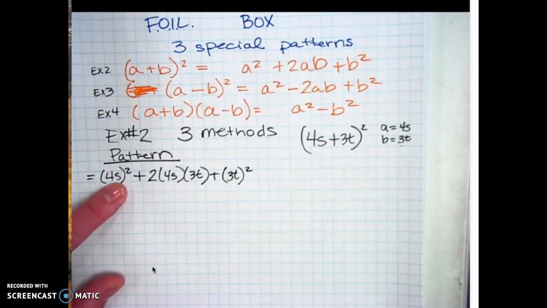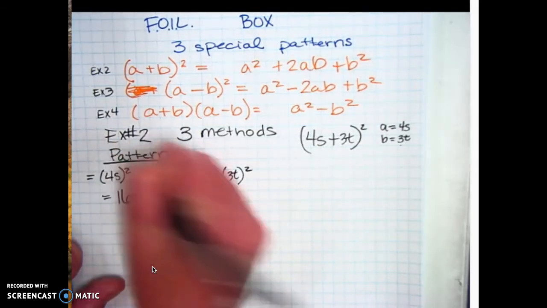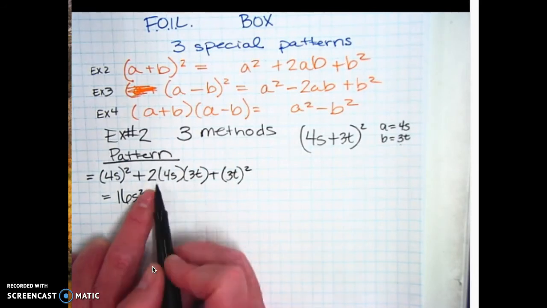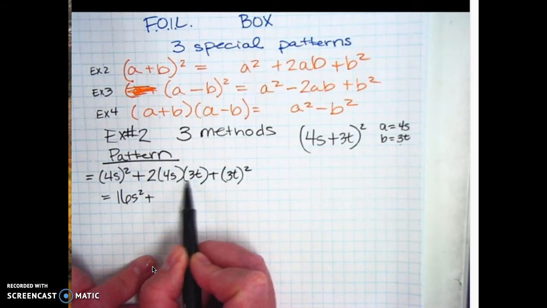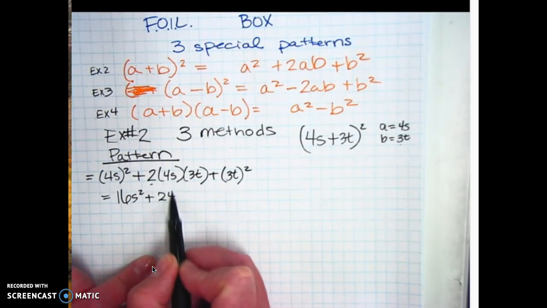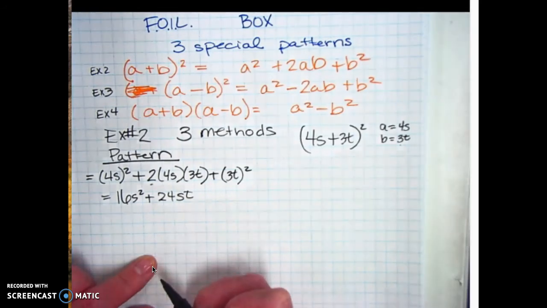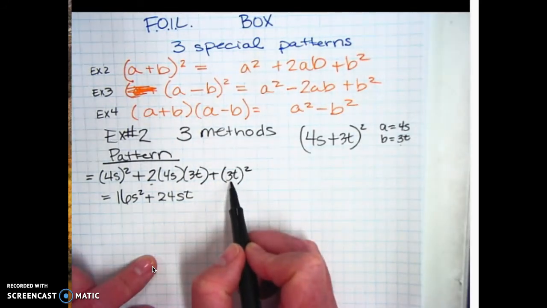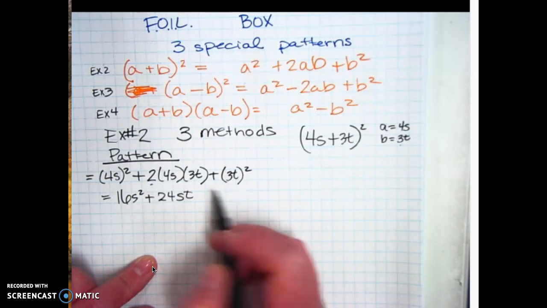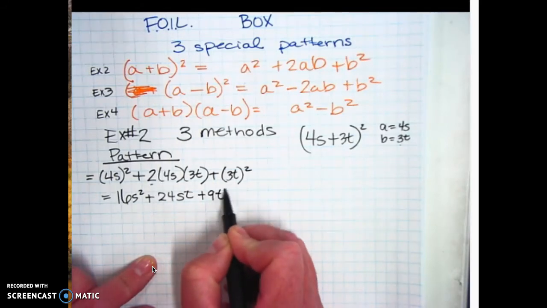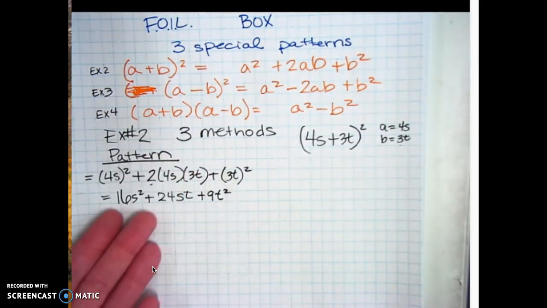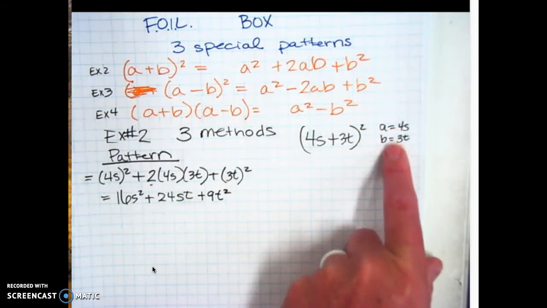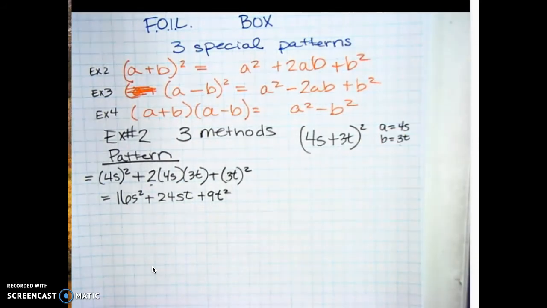So 4s squared means 4s times 4s, which is 16s squared. Okay? Then we're going to multiply 2 times 4s times 3t. So 2 times 4 times 3 is 8 times 3 is 24. So 24st. The third term is 3t squared. So 3t times 3t is 9t squared. Okay? So for the pattern, you just figure out what A and B are going to be, plug them into the pattern, and then simplify.